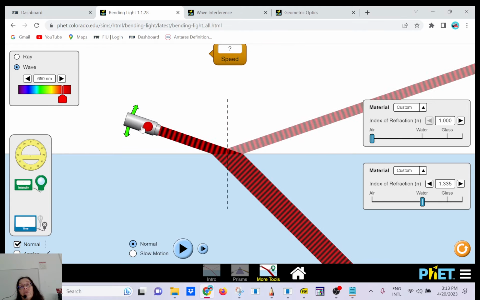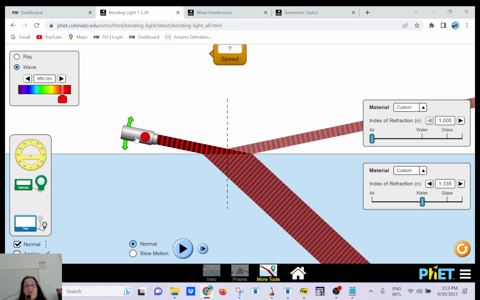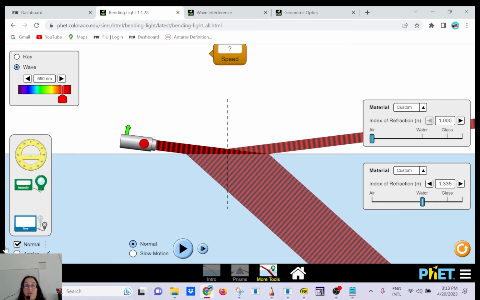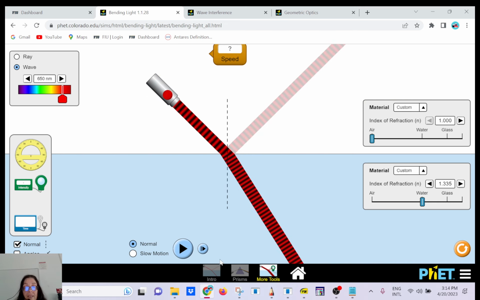But you see here you cannot trap. Light cannot be trapped when you go from fast to slow. It can be trapped only if you go from slow to fast.